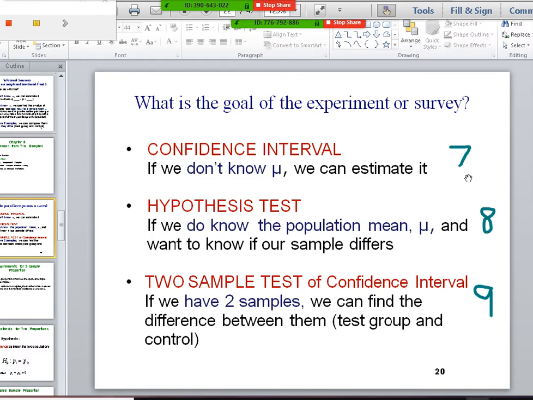That's Chapter 7. Or if you do know the population mean and you want to see if your population differs, right? Your sample, your group differs. Your school is different than everybody else. Like that last principal in the last problem. Then you can do a hypothesis test to compare your population to the general population. And that's Chapter 8. What we're going to be doing in Chapter 9, right, is 2 samples. And we're going to compare 2 samples to see if they differ somehow. So we're going to do a 2 sample test.